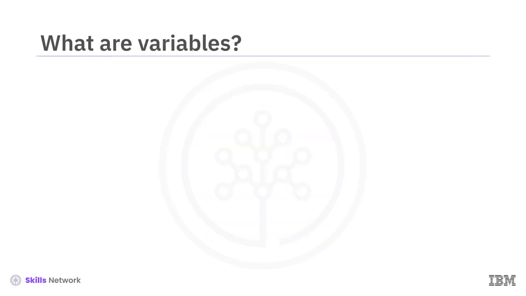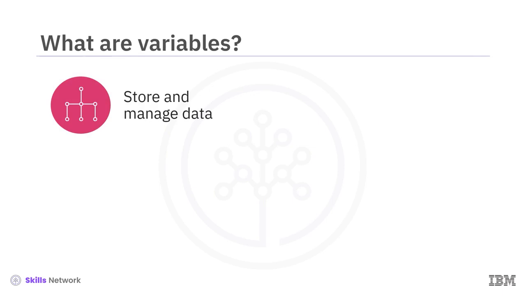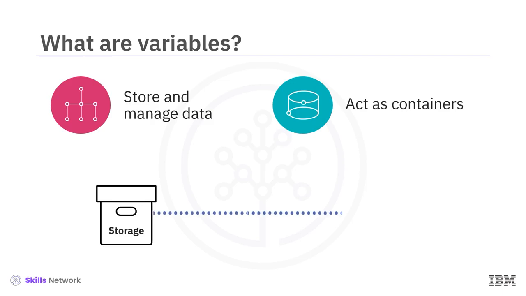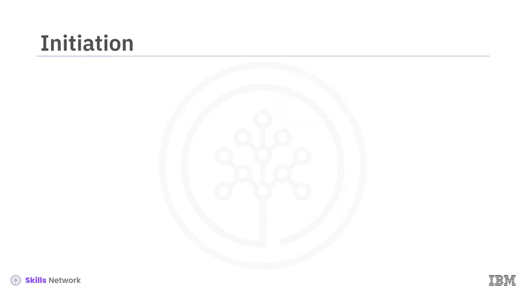In JavaScript, variables are used to store and manage data. Variables act as containers for various types of information or values. You can think of a variable as a named storage location that holds data, and you can use this data in your JavaScript code. Let's explore some key points about variables in JavaScript.